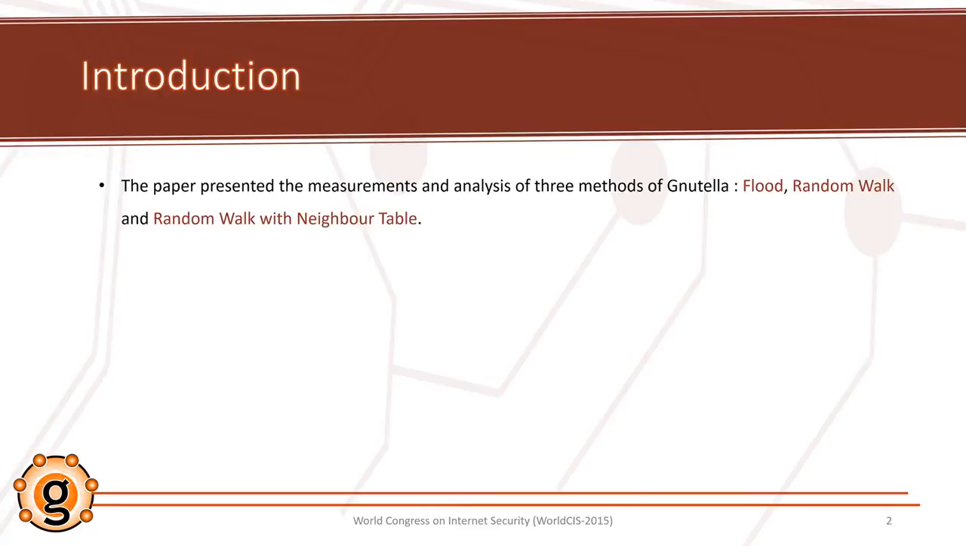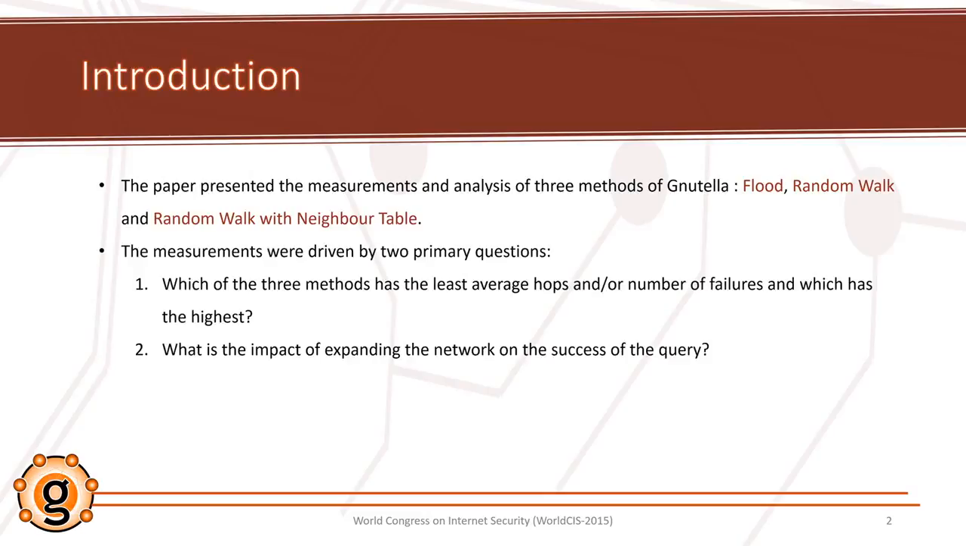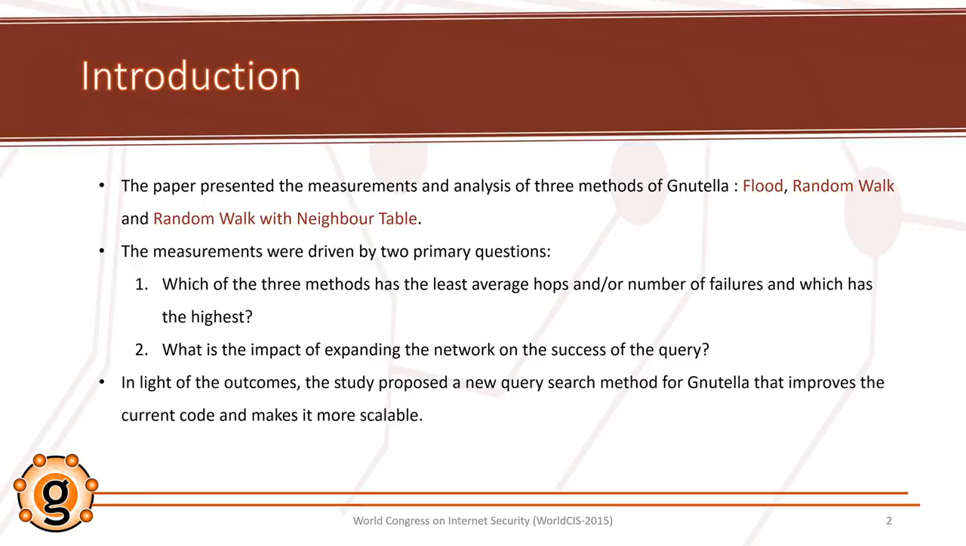The paper presented the measurement and analysis of three methods of Gnutella: flood, random walk, and random walk with neighbor table. The measurements were driven by two primary questions: which of the three methods has the least average hops and/or number of failures, and which has the highest? What is the impact of expanding the network on the success of the query?